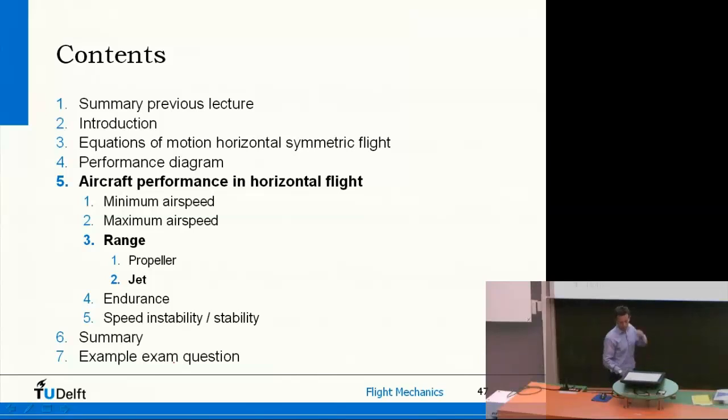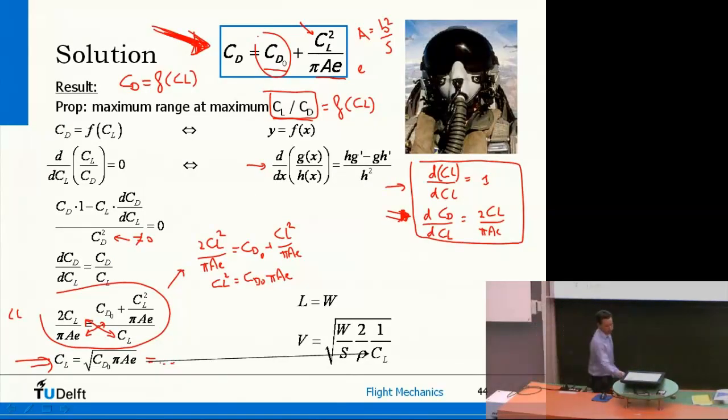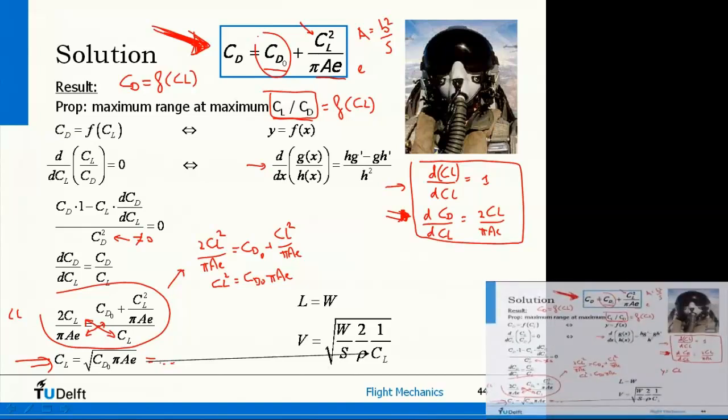Well, if I say I have a function y is equal to CL, that's the same as saying y is equal to x. So if I take the derivative dy/dx, that's of course 1. And the same holds for the derivative of CL with respect to CL, that's 1. So that's this one.